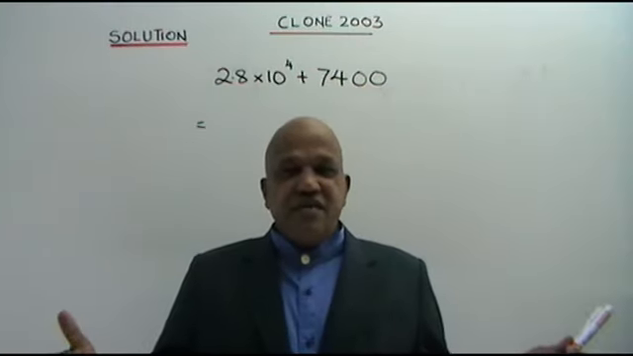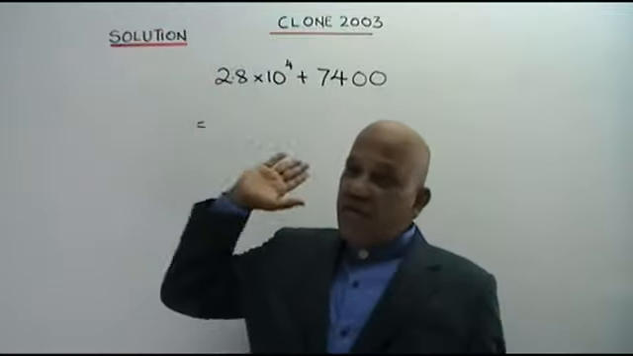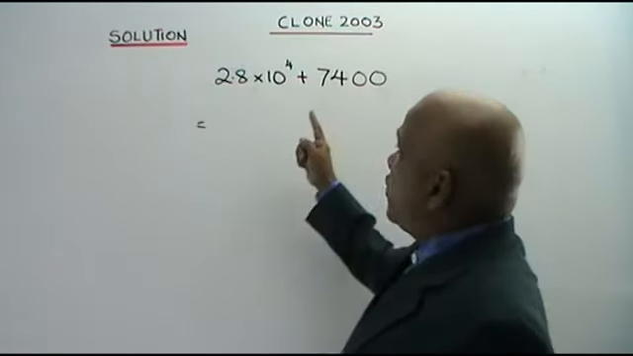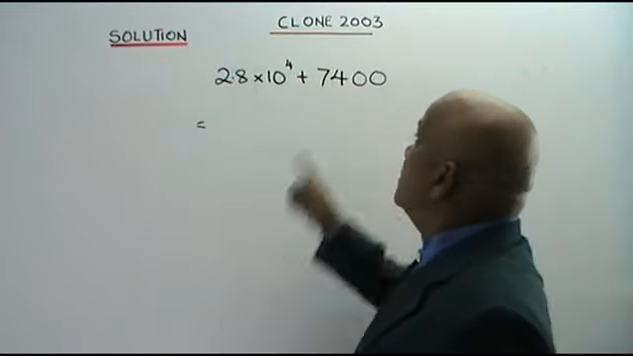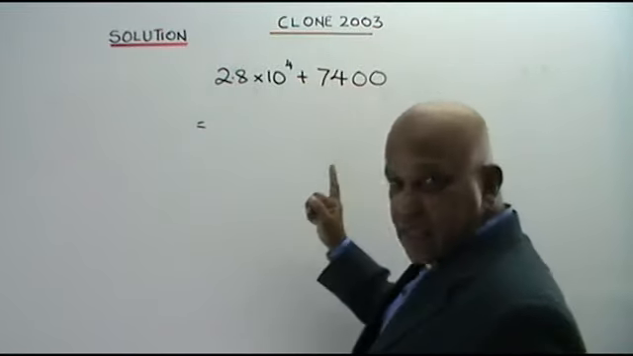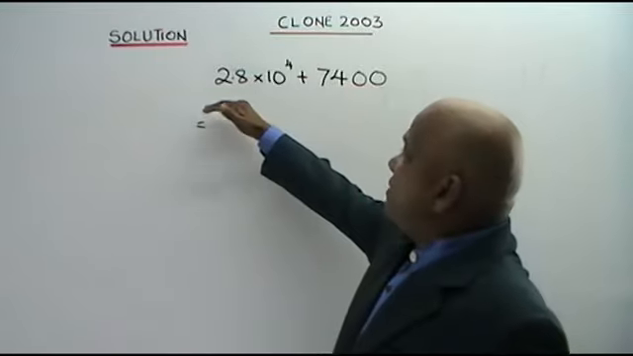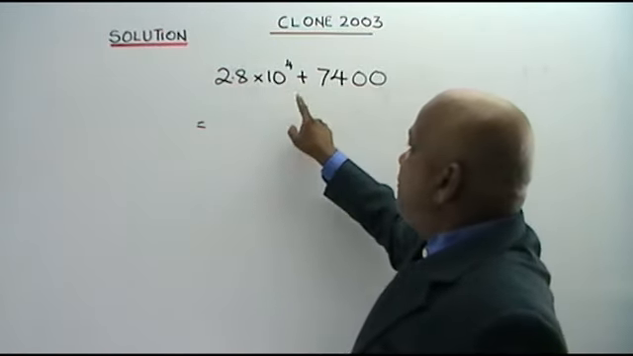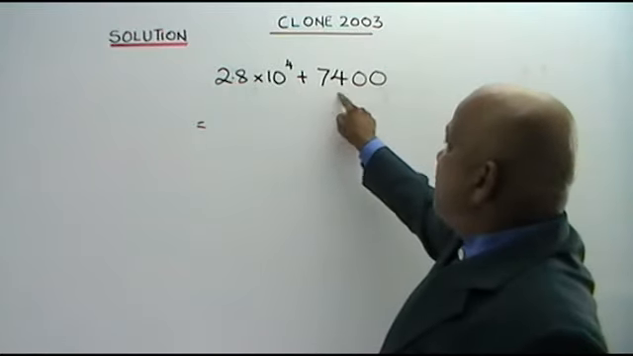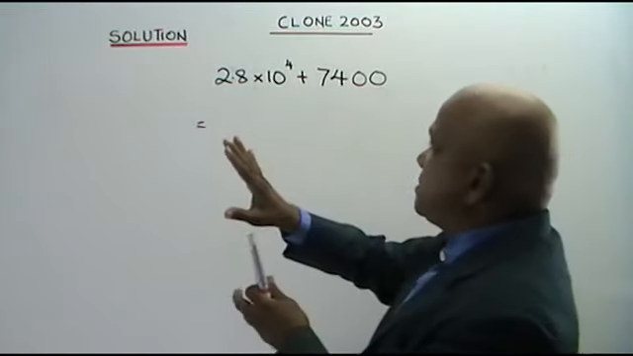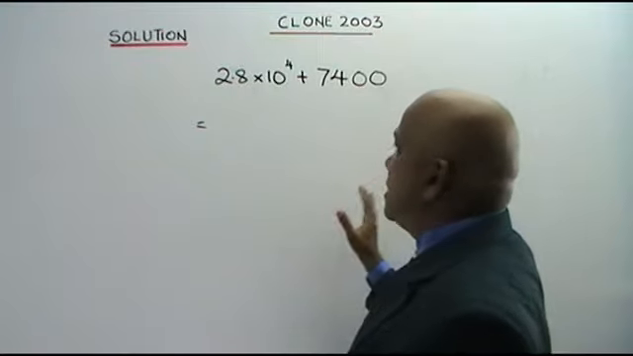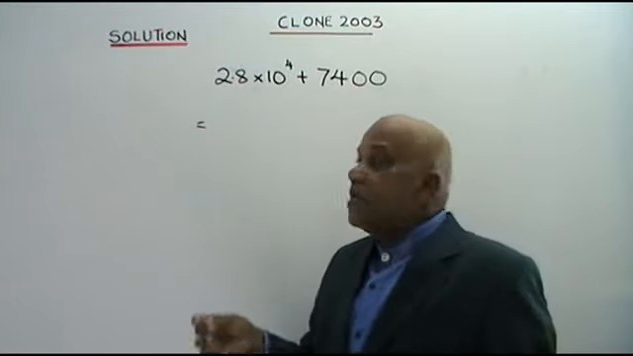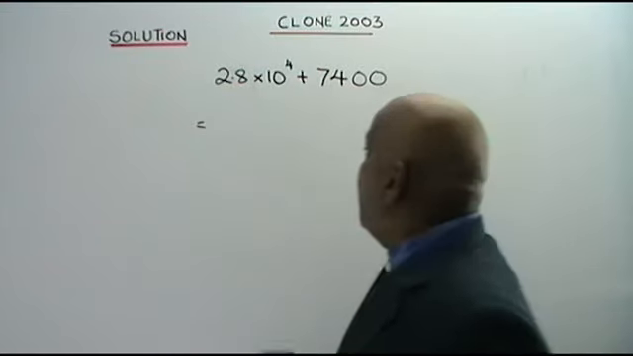Hi. Here, I have for you a clone question based on the year 2003. You are given this number, 2.8 times 10 to the power of 4 plus 7400. Express this answer in standard form.